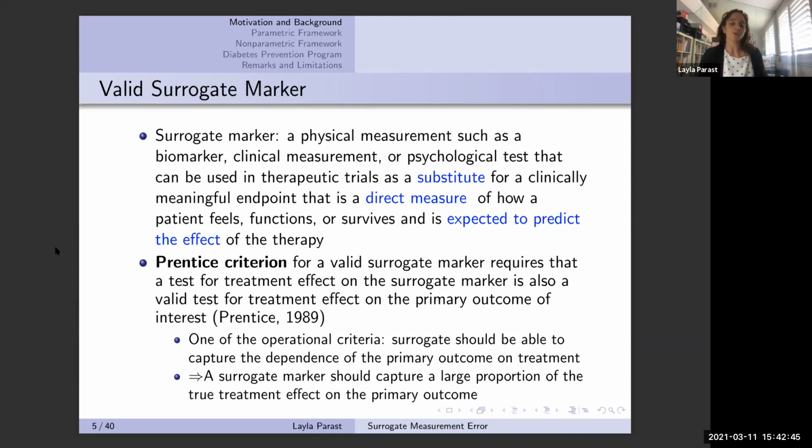One of the operational criteria he proposed was that the surrogate should be able to capture the dependence of the primary outcome on treatment. So people have interpreted this as, a good surrogate marker should capture a large proportion, preferably all, of the true treatment effect on the primary outcome. And so based on this, there's been a lot of work on this quantity of the proportion of the treatment effect that can be explained by the surrogate marker.